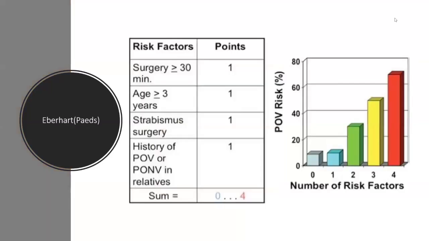It doesn't just end there. Pediatric patients also have a scoring system of their own. So it's called the POVOC score, where you look at the type of surgery: if the surgery is lasting more than 30 minutes, if the patient has an age of more than 3 years, if it's a strabismus surgery, and also if there's a history of postoperative nausea and vomiting.